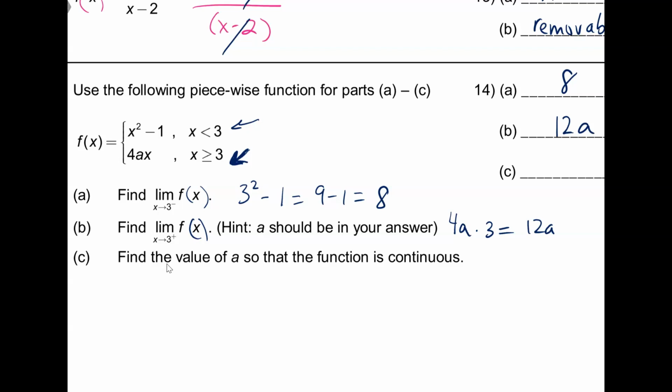Find the value of A so the function is continuous. Wait, for it to be continuous, what does this mean? It means that it has to equal the same point. Exactly. So x squared minus 1, we already found 8, should equal 12A. Those are my y values at my endpoints. For it to be continuous, they have to be the same number. So 8 divided by 12 is 2/3. This is on the calculator section, but you don't even need a calculator to do it.